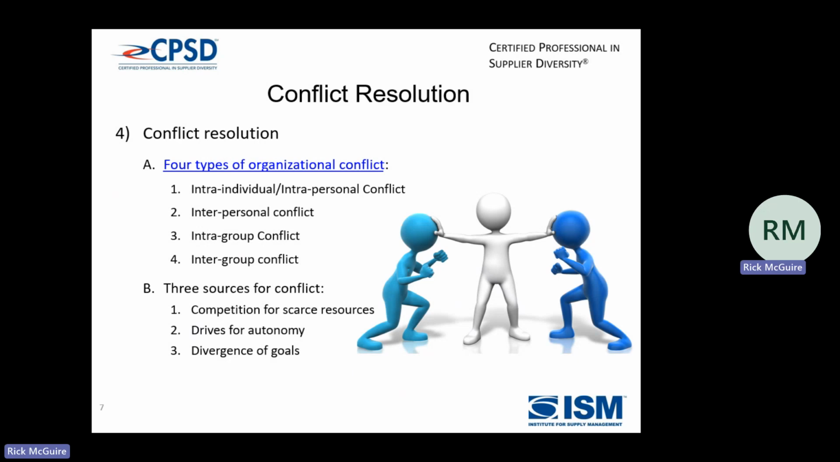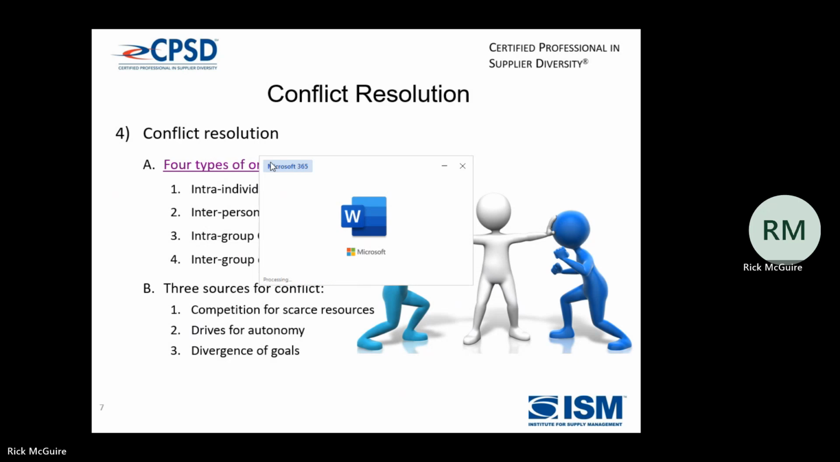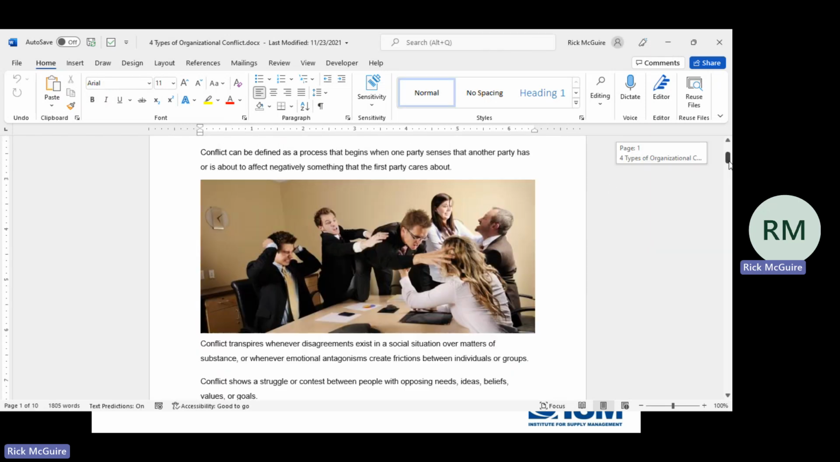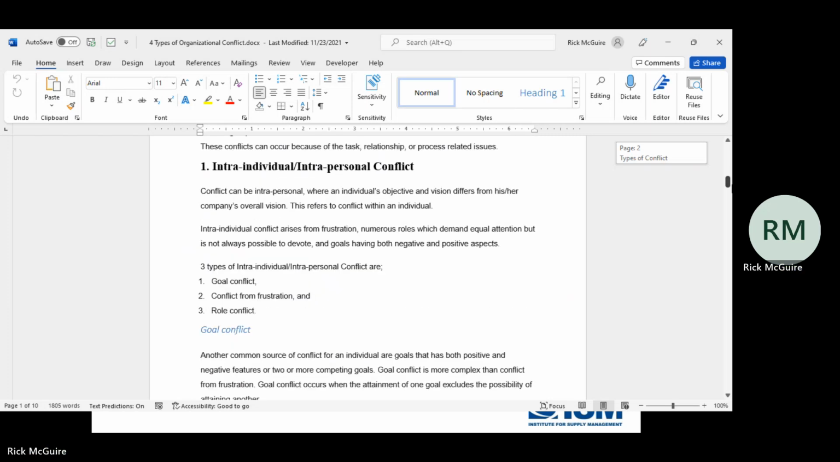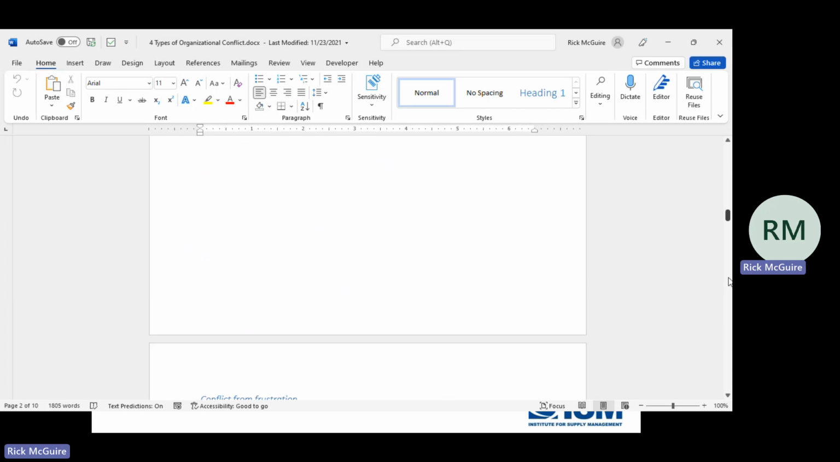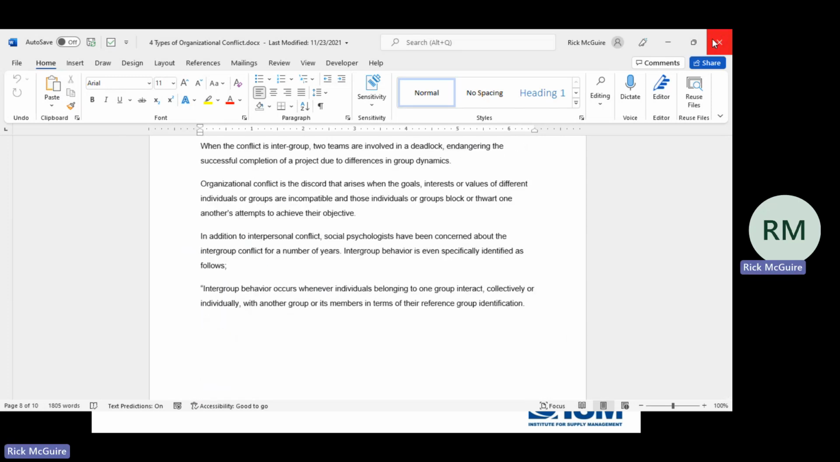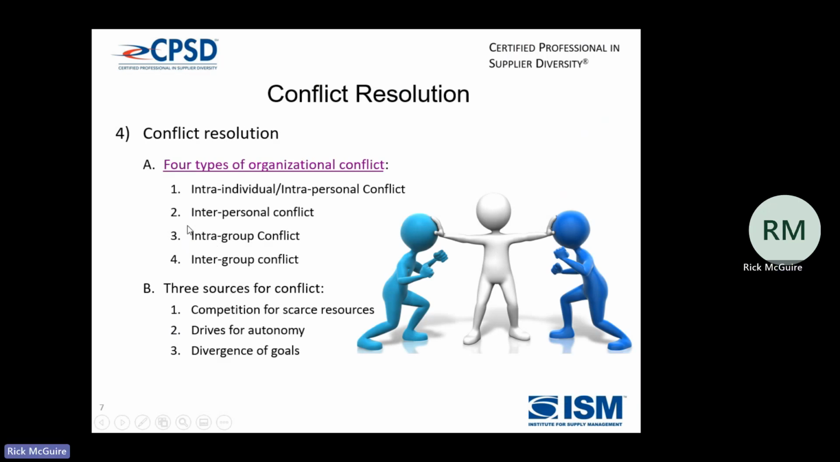Now, conflict resolution. We have 4 types of organizational conflict: intra-individual, interpersonal, intragroup, and intergroup. So, you've got an intra and an inter, so within and outside. And 3 sources. So this is just talking about the sources and types of conflict. This is a white paper on it, and it runs a number of pages. So 4 types, really: individual and group, intra and inter, and then 3 sources: competition for scarce resources, drives for autonomy, and divergence of goals.